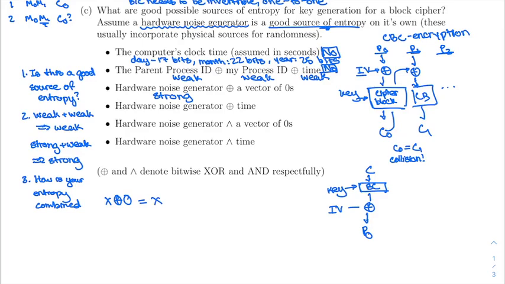So you can imagine here, if we're just doing an XOR with 0, this source of entropy is still going to be strong. In a sense, XORing with the vector of zeros doesn't do anything to the original entropy, but if the original entropy was strong, then this is going to be a strong source of entropy. So the rest should be easy. We XOR a strong source of entropy with a weak source of entropy, and we get something that's still strong. So this is yes.